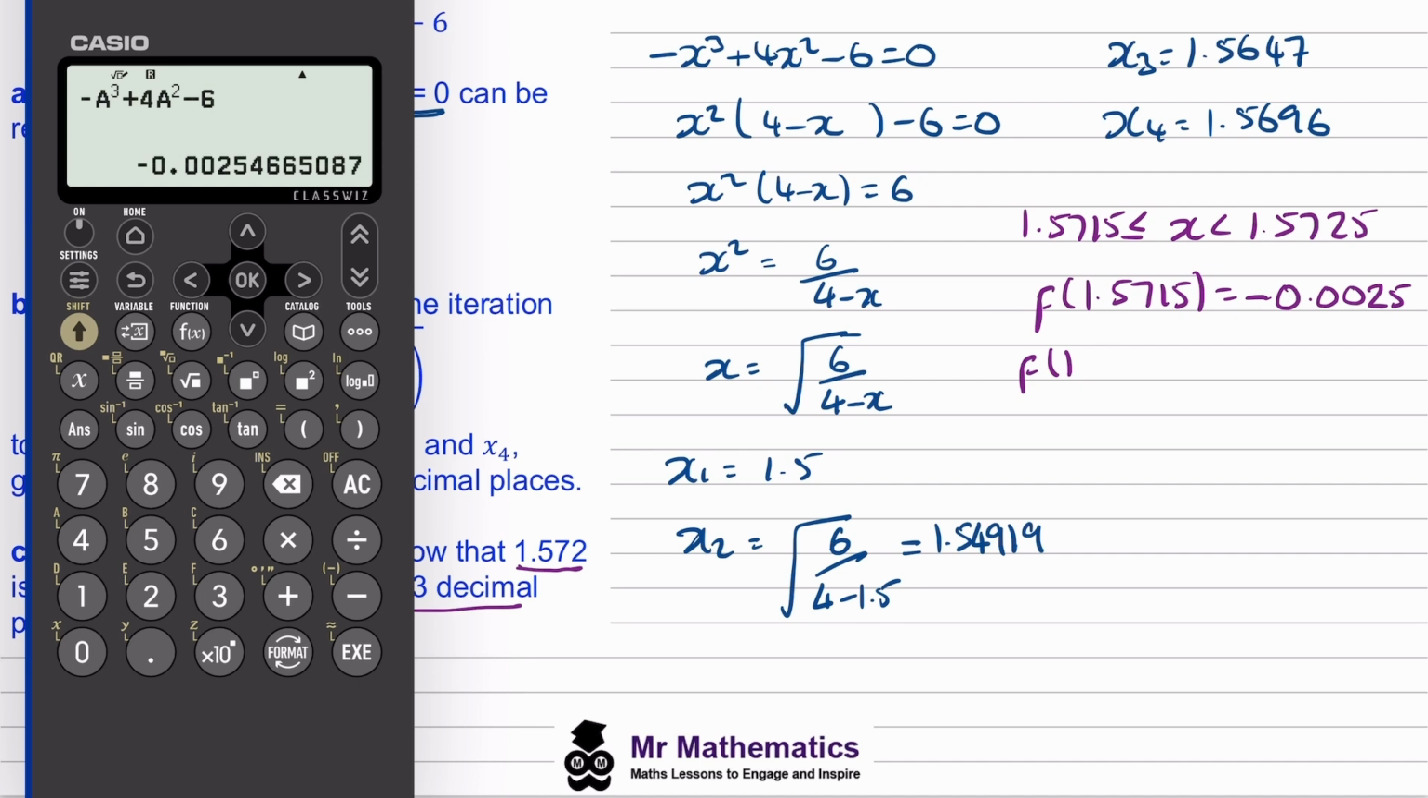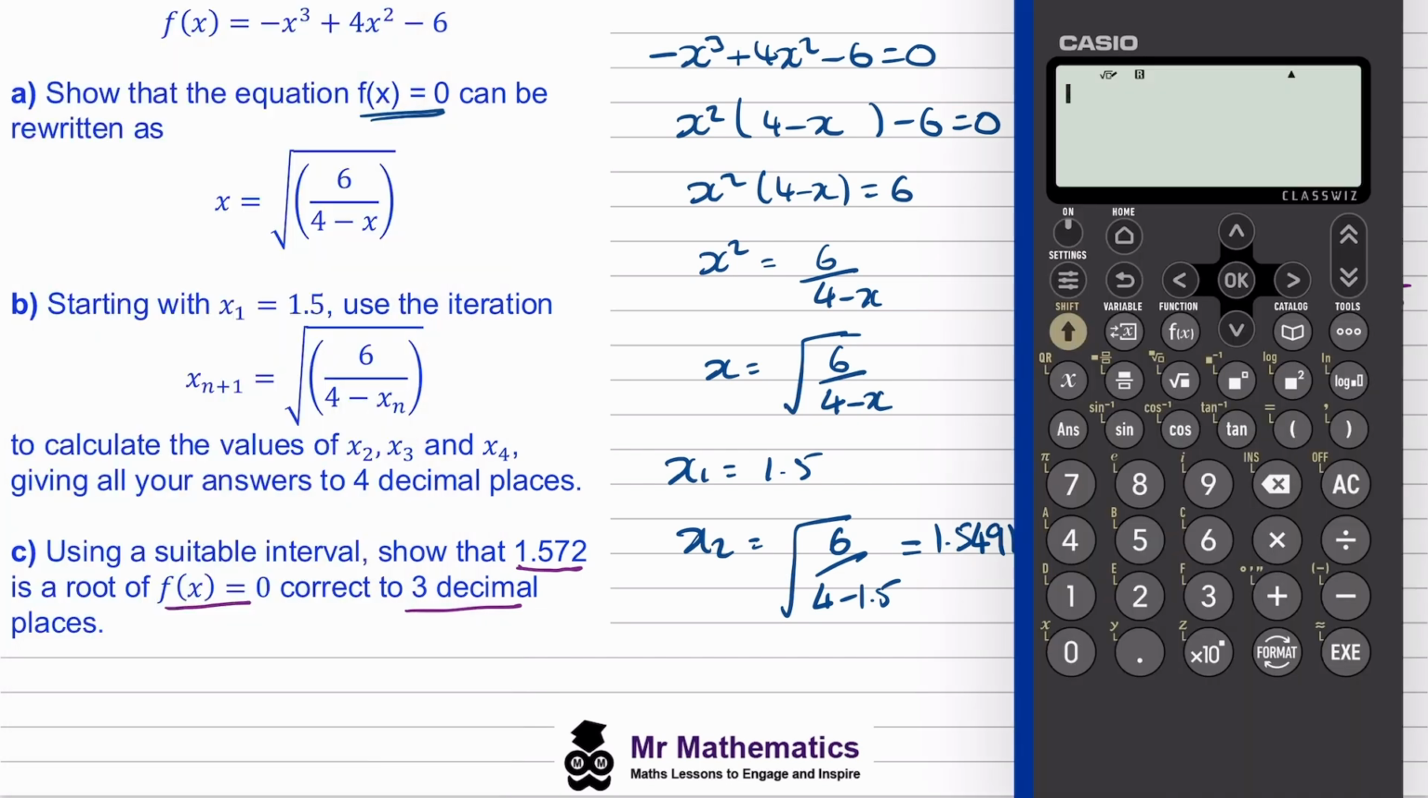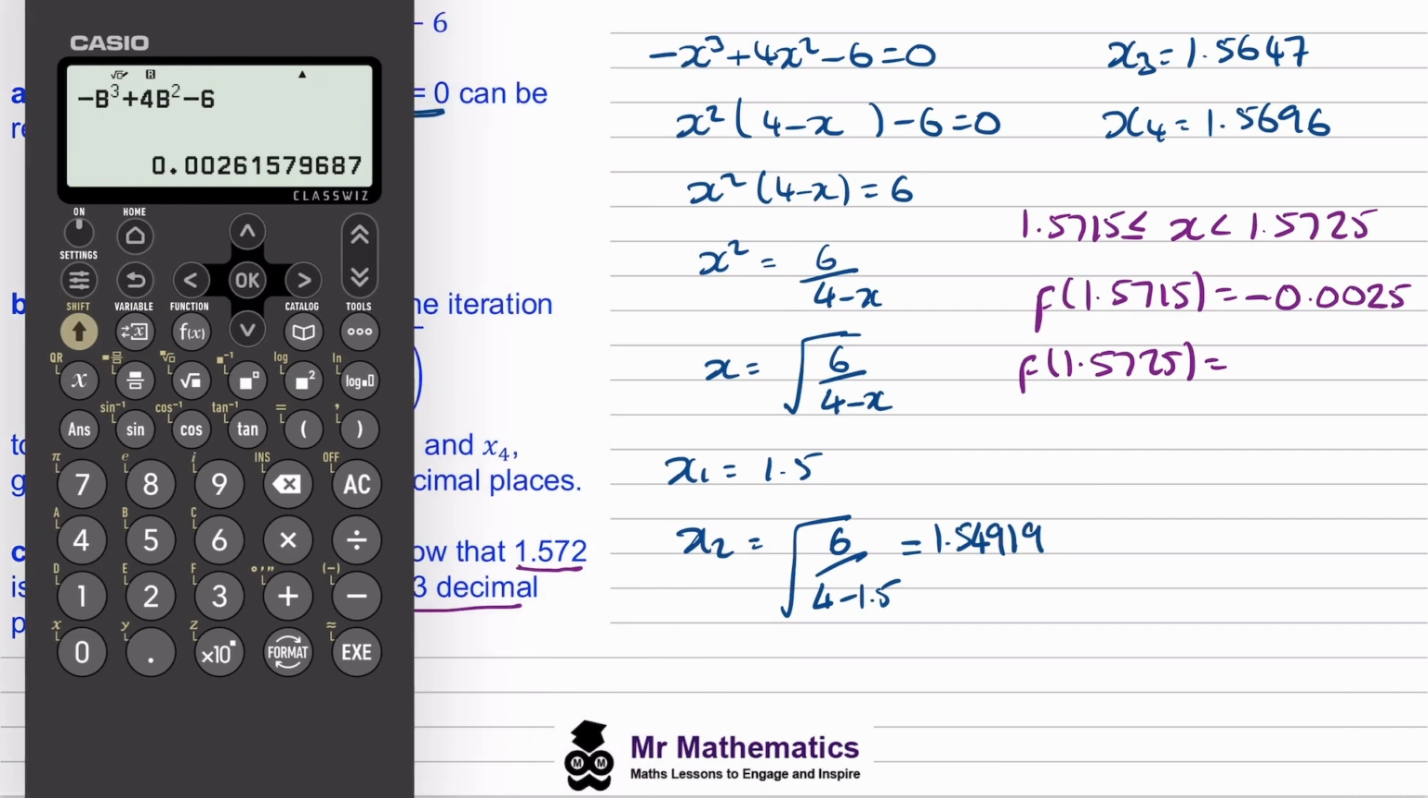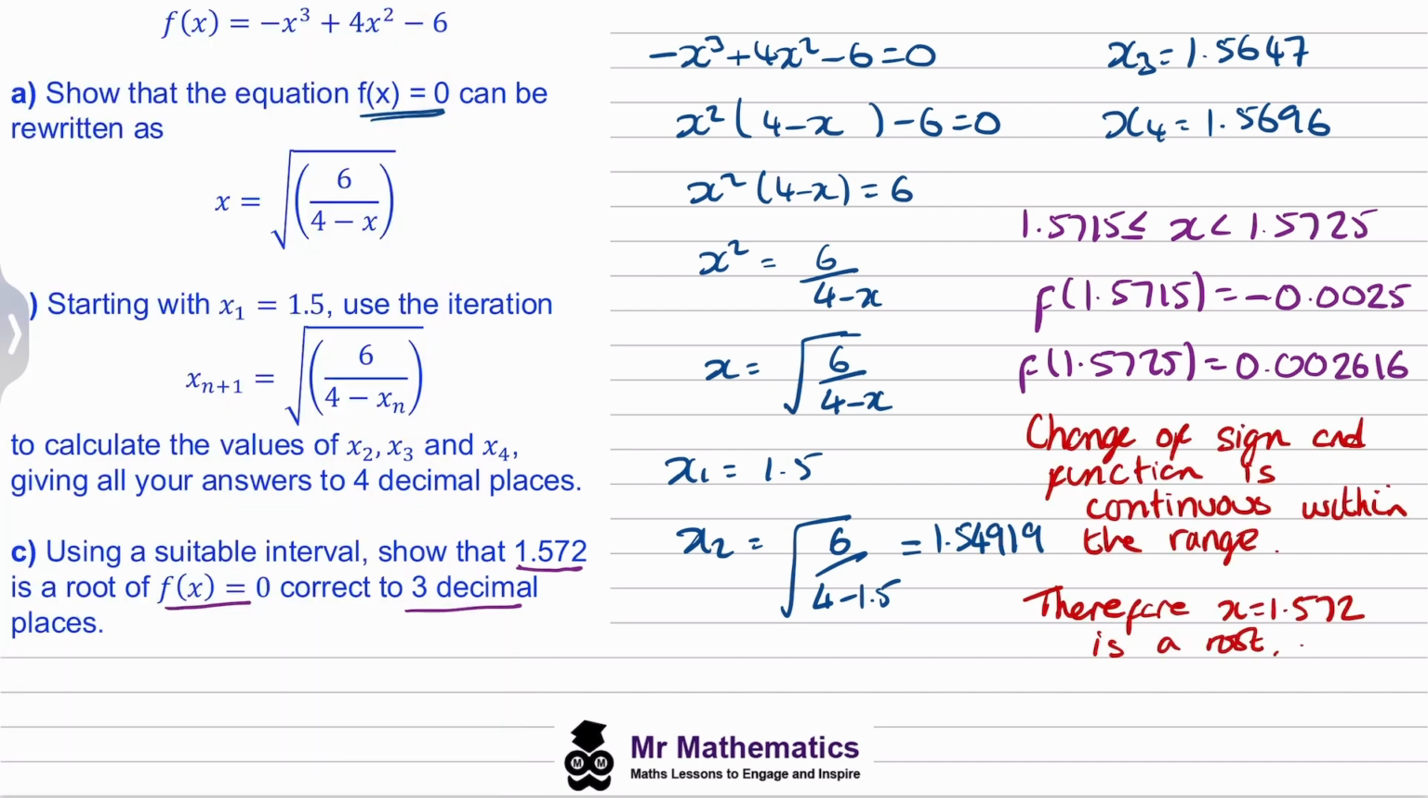We do the same for the upper bound, 1.5725. I'll store that as variable b. And then we have negative b cubed plus 4b squared minus 6. And we get 0.002616. So we can say that there is a change of sign and the function is continuous within the range. Therefore, x equals 1.572 is a root.